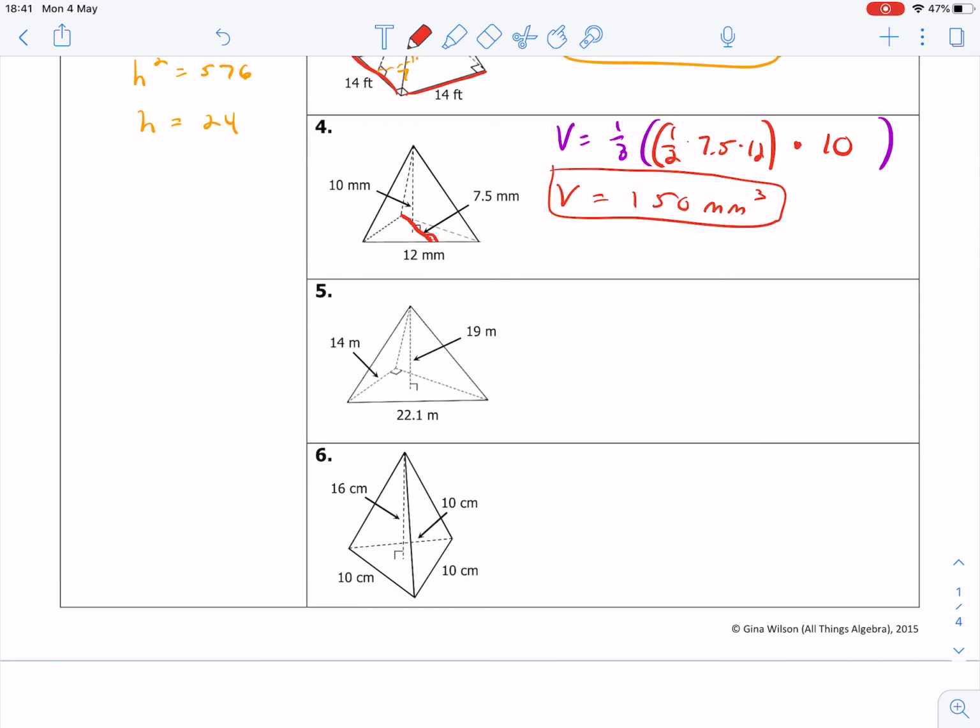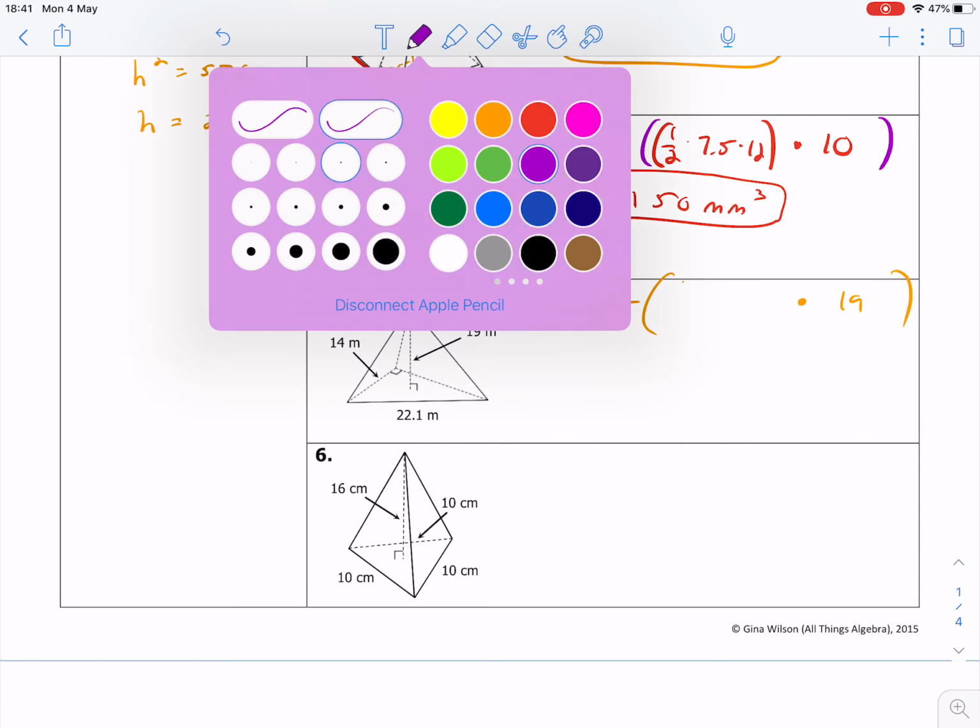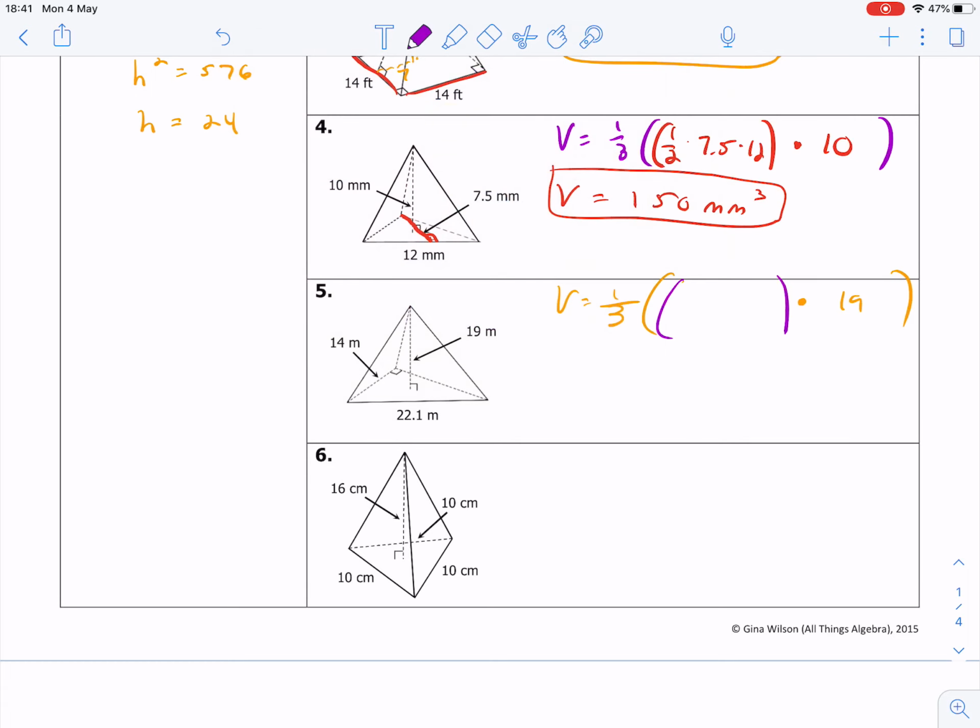Number 5, a little bit challenging as well. Let's do it though. Okay, taking the volume, it's going to be 1/3 of what we would normally do for a triangular prism. The height they give us, 19. Nice. We need to find the area of the base now. You can see this is the right angle, so this is the 14. We need this now. So how do we find that?